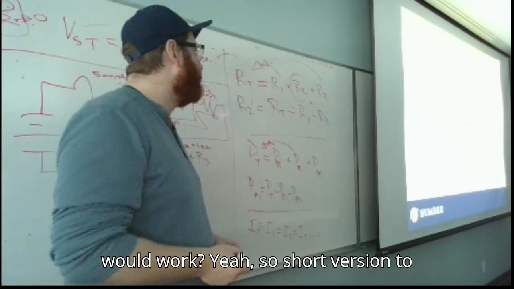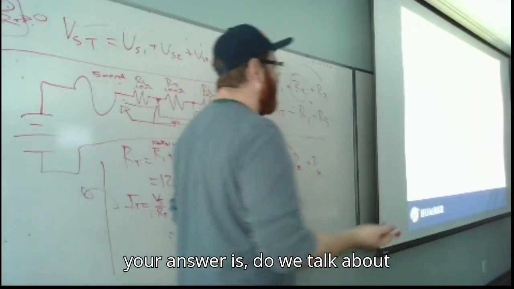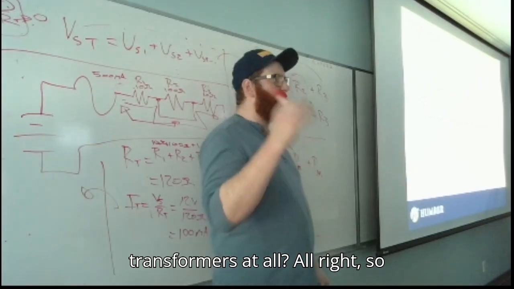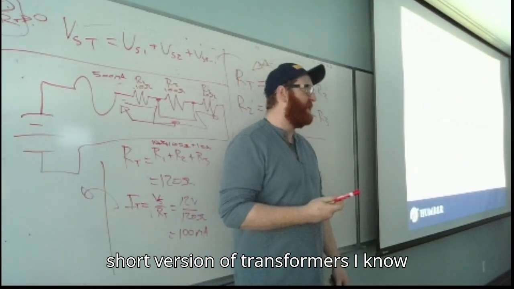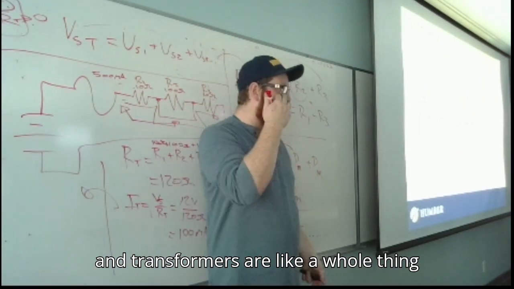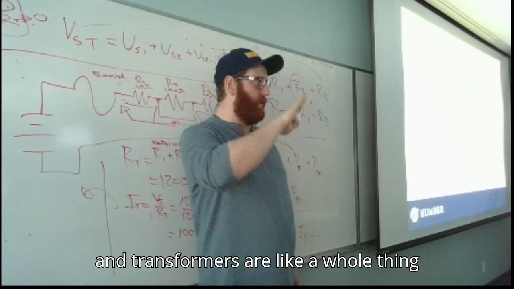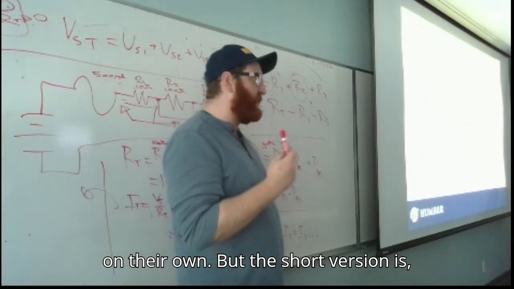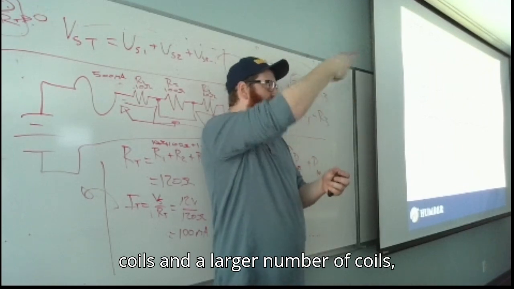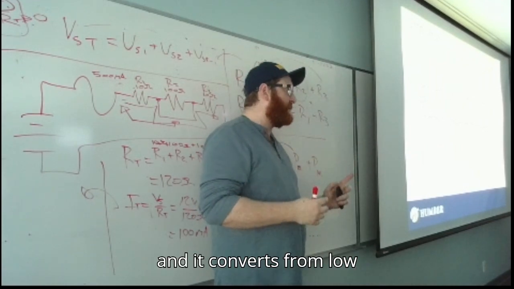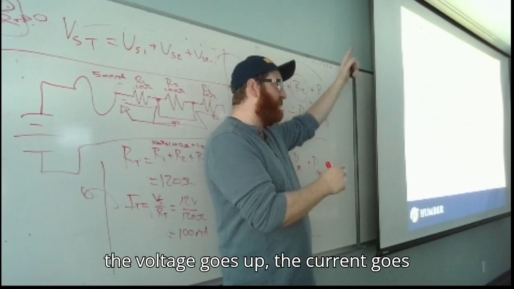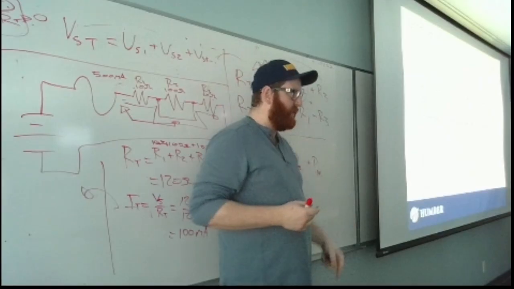Yeah, so short version to your answer is, did we talk about transformers at all? All right, so short version of transformers, I know we haven't, we're just talking about series circuits, and transformers are like a whole thing on their own. But the short version is, a transformer takes a small number of coils and a larger number of coils, and it converts from low voltage to high voltage. At the same time the voltage goes up, the current goes down.